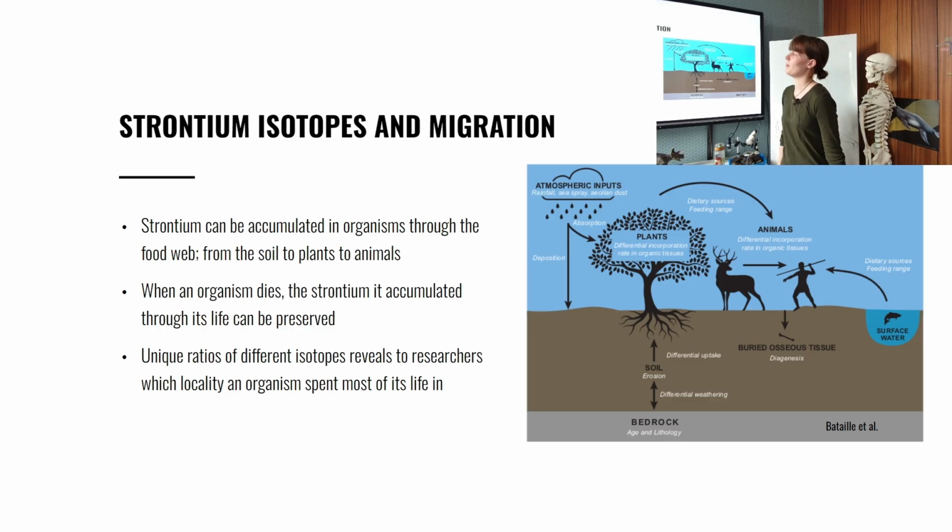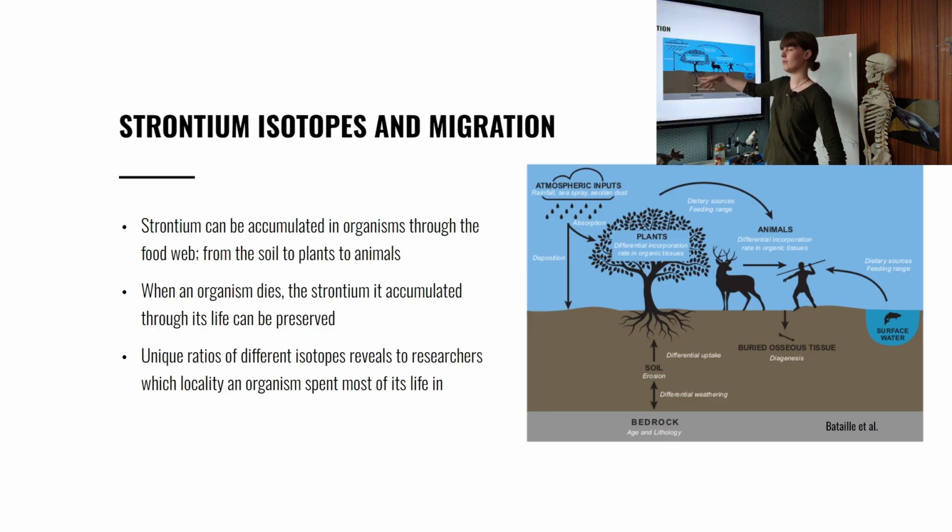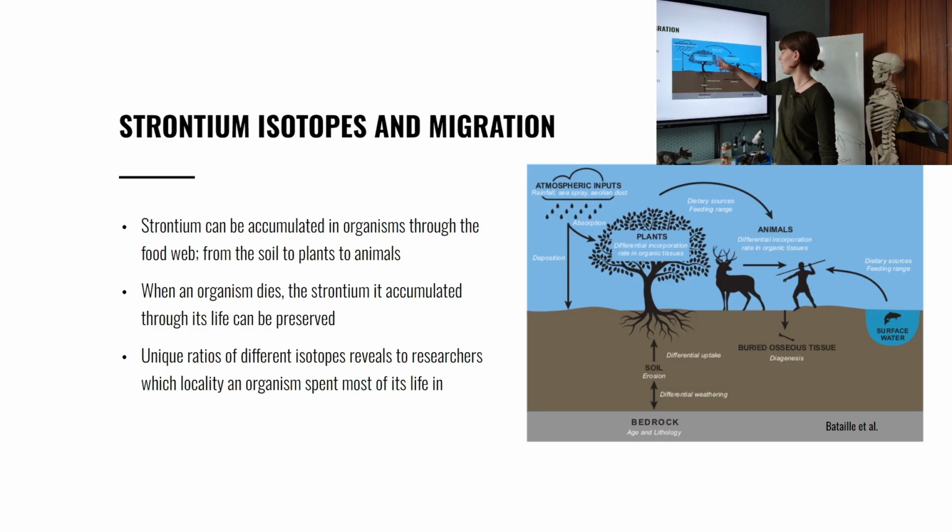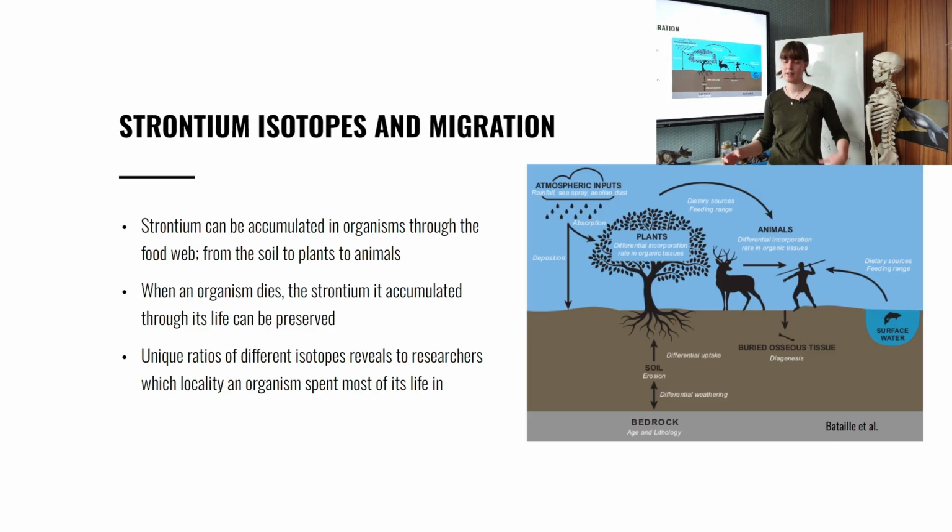So yeah, this is just a little bit more about how it's accumulated. Strontium enters through the atmosphere and from the bedrock, and it can be drawn up through the roots in the soil into plants, which is then accumulated further when an animal eats the plant. And these things can build up through its lifetime and preserve the place where it consumed that plant. So it builds up throughout its life, and the unique ratios reveal to researchers which locality an organism has spent most of its life in.